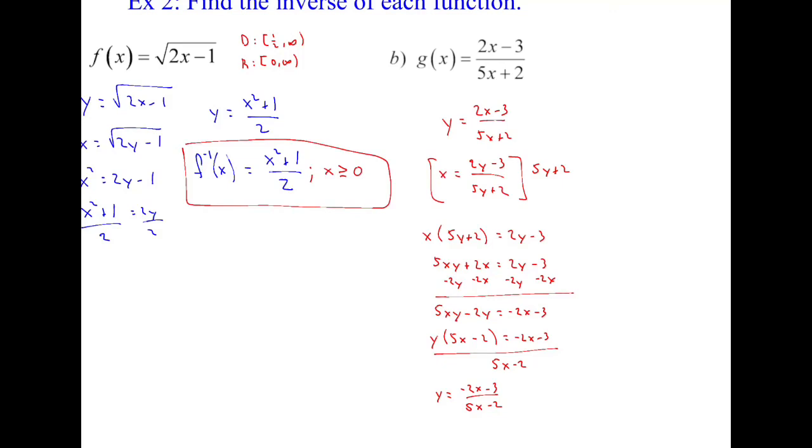So the inverse, g of x, so g of x, the inverse of g of x is equal to negative 2x minus 3 over 5x minus 2. And then that is the inverse of the original. Now, this one doesn't have a restriction in terms of the domain. This is a one-to-one function. They're both rational as well.